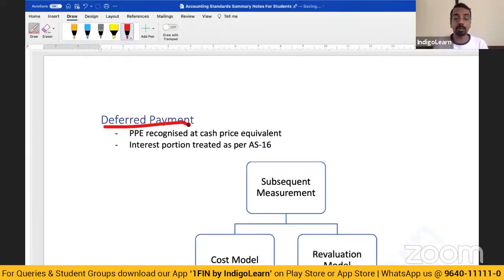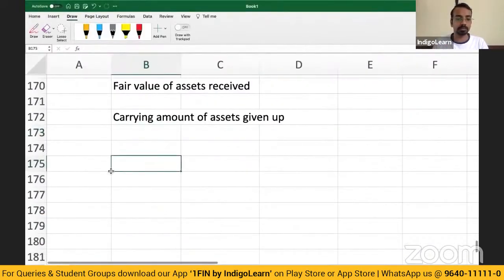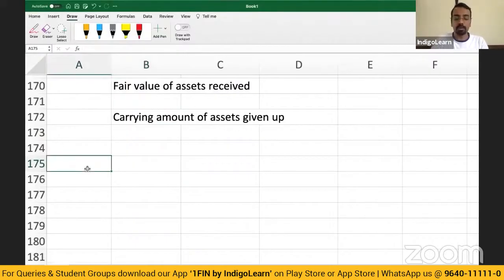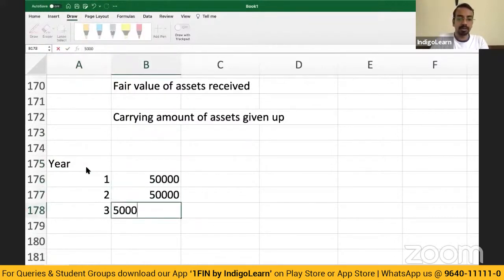And you will account for PPE at cash price only. Now, what do I mean by that? Say, for example, you buy an item of PPE. Payments are at the end of year 1, 2, and 3. Three years you have to make the payment: 50,000, 50,000, 50,000.